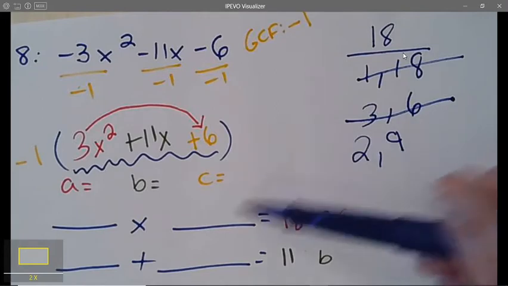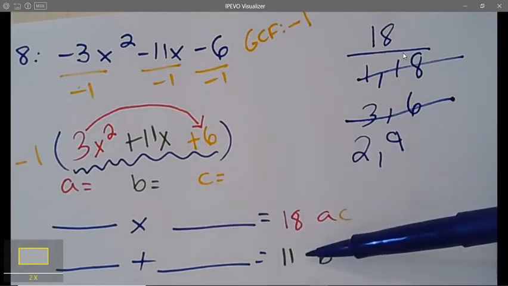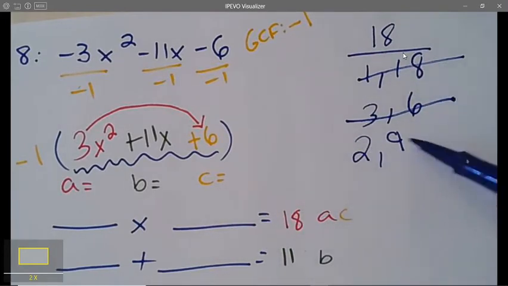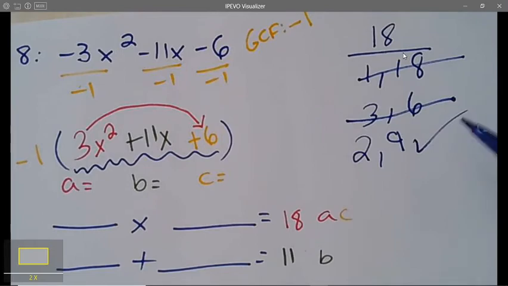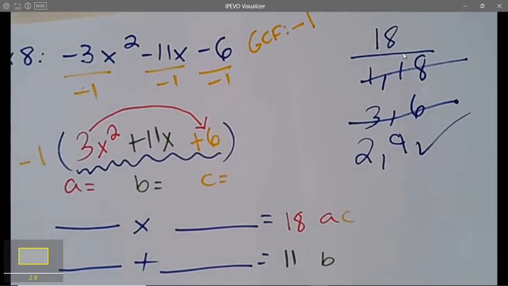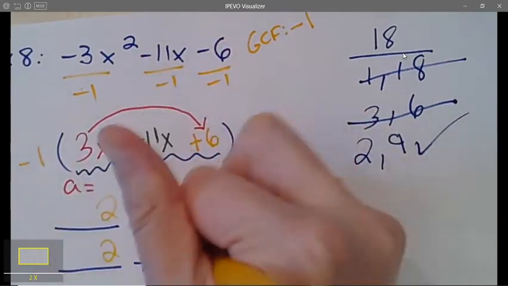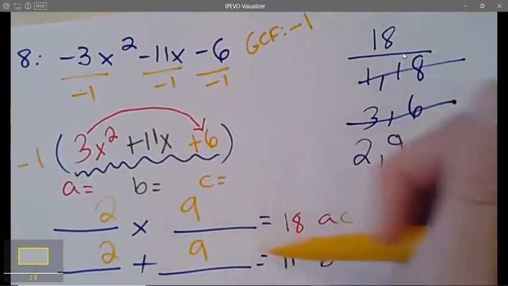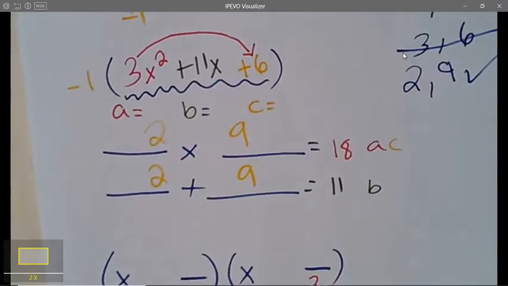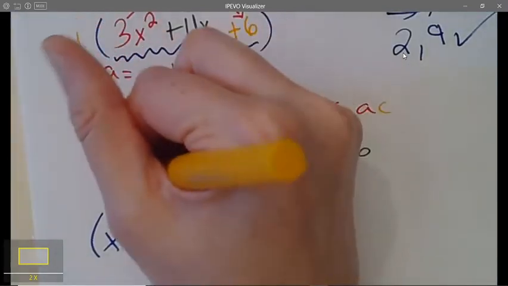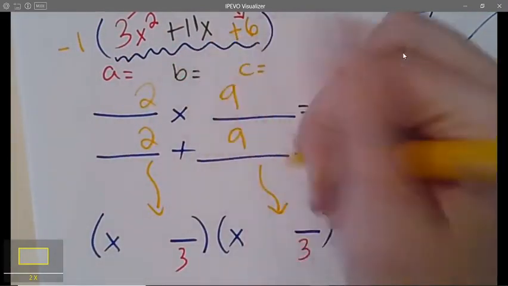So let's see here. 2 plus 9. Whoa, that does equal 11. Yes. Holy hot dog, right? So that one will work. So I'm going to write my 2 and my 9. 2 times 9 is 18, and 2 plus 9 is 11. Since those are my numbers, I'm going to bring them on down into my parenthesis.